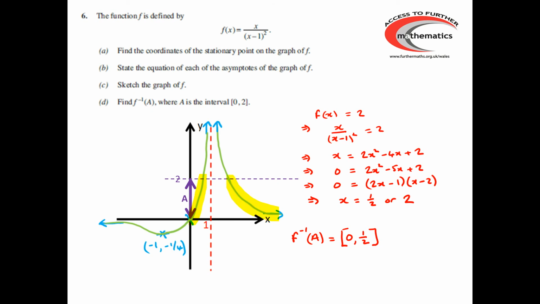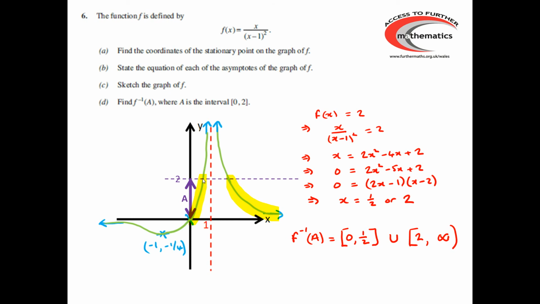The second set of values that lead to a value of f of x that lies between 0 and 2 are going to come from values of x which lie between 2 and infinity. So we have f to the minus 1 of A is the interval 0 to a half combined with the interval 2 to infinity.